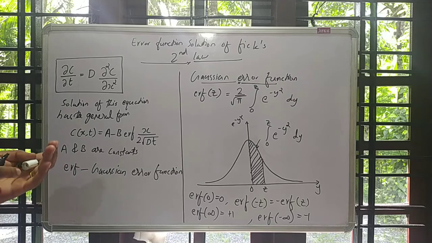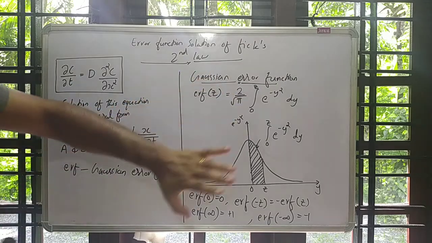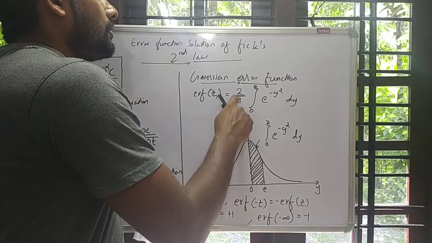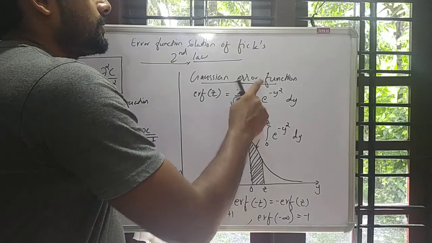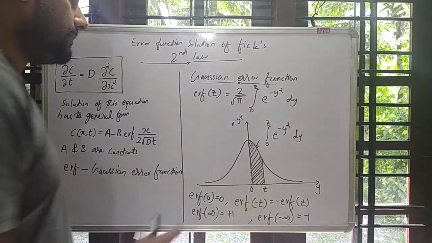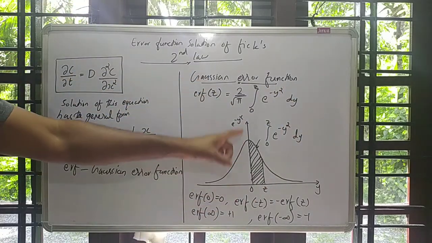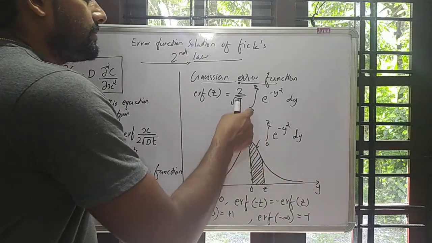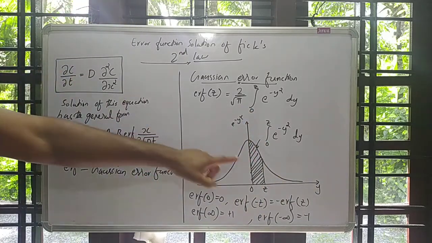Okay, and let's discuss what the Gaussian error function is. This is a function: the error function of z is equal to 2 over under root pi, integral 0 to z of e raised to minus y square dy. This is the Gaussian error function. Okay, from this graph we can explain this. This is a graph of y versus e raised to minus y square. It's a Gaussian function.